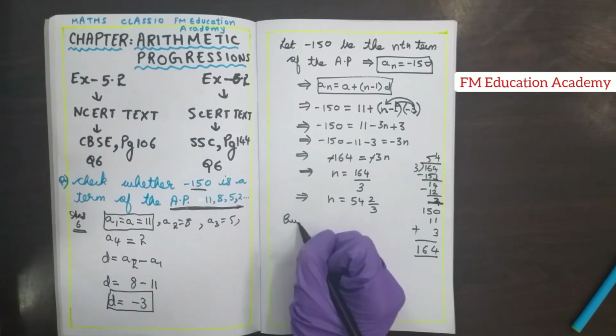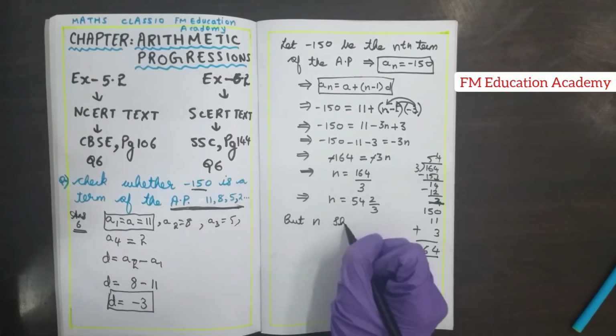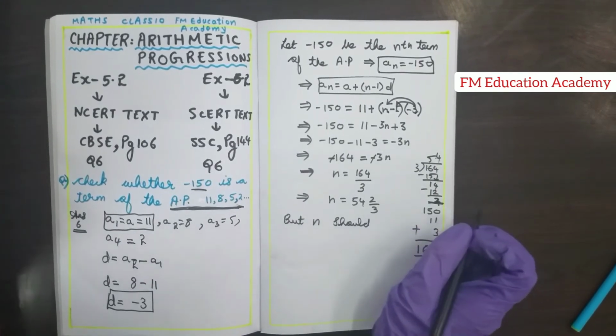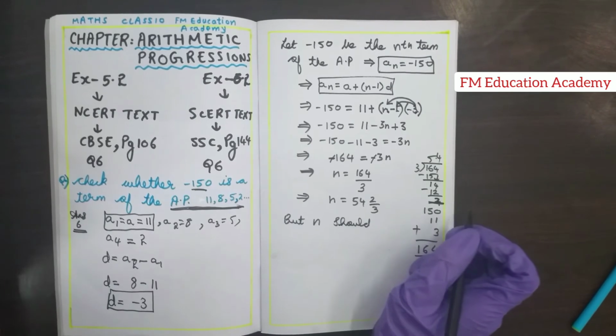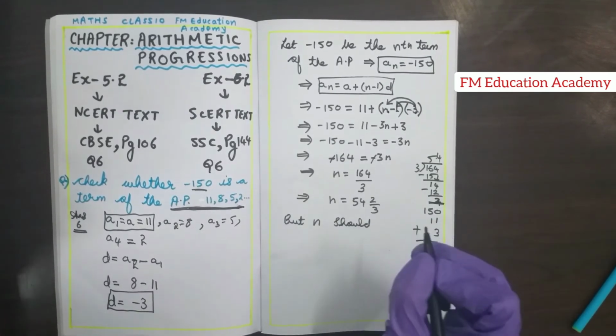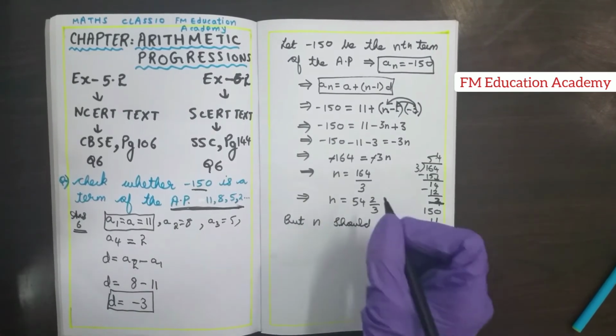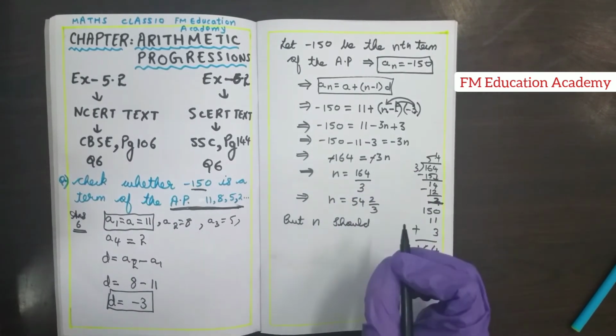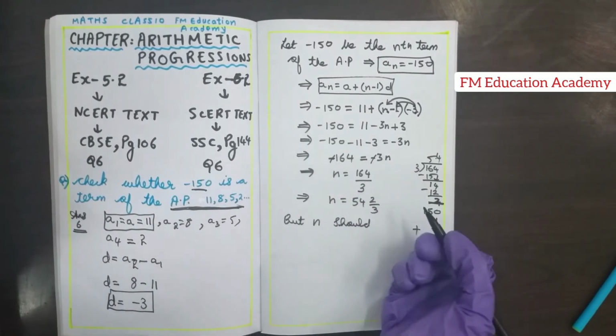Always remember, n should be a positive integer. Integers are 1, 2, 3, 18, 17, 23, 27, 373, like that are integers. Integers are not fractions. So remember, whenever you get the value of number of terms n as a fraction, it is not a series, because number of terms cannot be fractions.